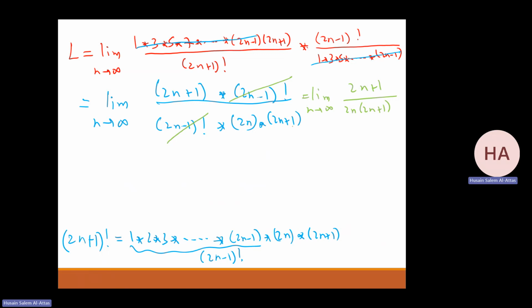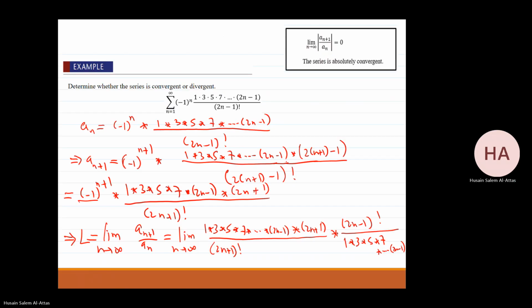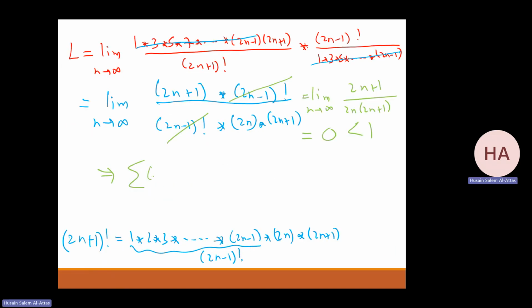This is degree 1, this is degree 2. So this limit equals what? 0, less than 1. So that means this series, which is minus 1 to the power n over 2n minus 1 factorial, converges.